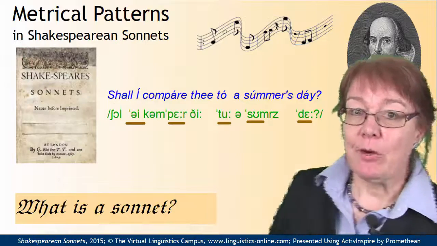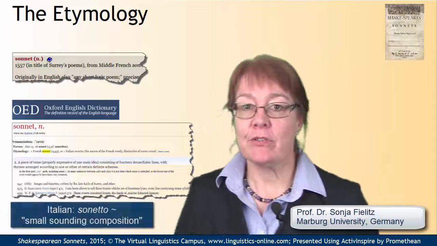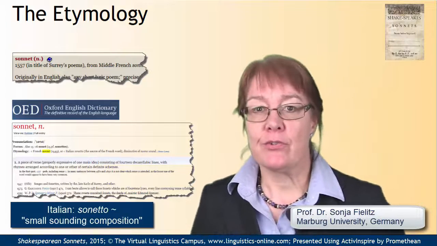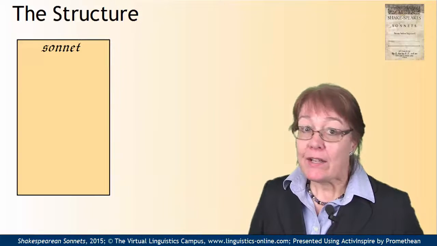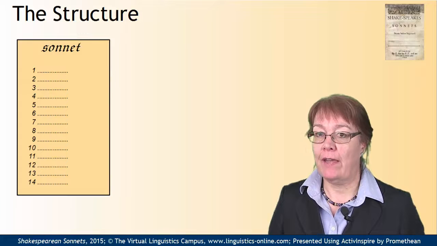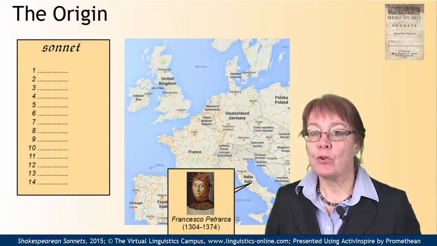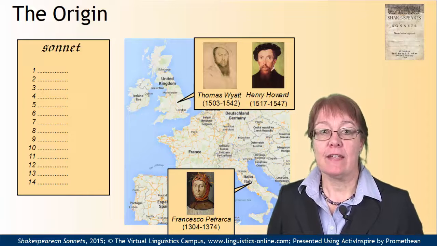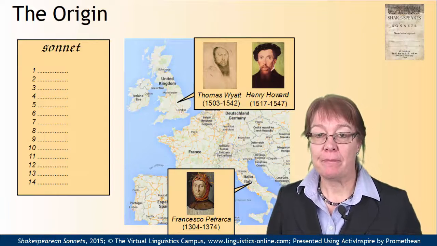Well, a sonnet is a poetic form, and the term is derived from the Italian word sonetto and translates to somewhat meaning small-sounding composition. A sonnet always consists of one unit of 14 lines altogether. It originated in 14th century Italy and was brought to England in the 16th century by Sir Thomas Wyatt and Henry Howard, Earl of Surrey.